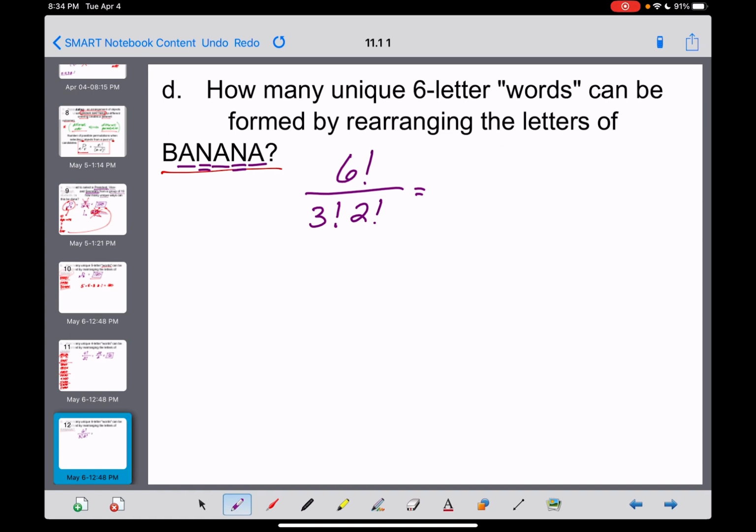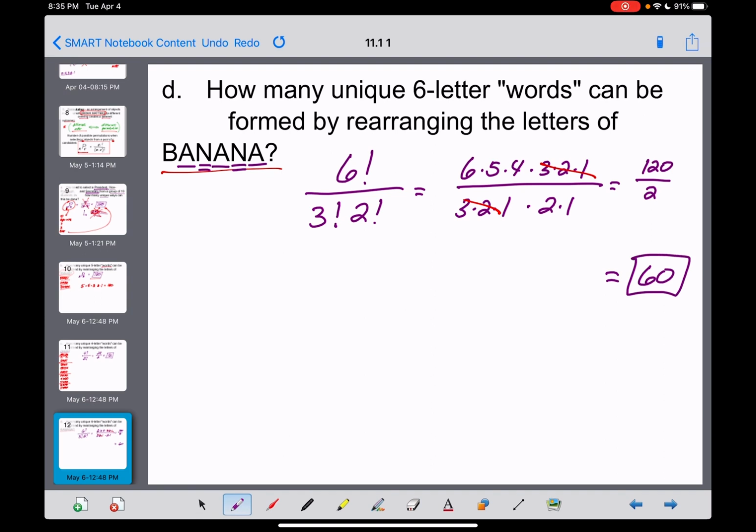So that 6 factorial, guys, would be, well, actually, the 6 factorial and the 3 factorial would leave us with a 6 times 5 times a 4. The 3 times 2 times, well, let me go ahead and write it. The 3 times 2 times 1 here would cancel out with the 3 times 2 times 1 from the 3 factorial. Then there's still a 2 times 1 down there on the bottom from the 2 factorial. That's a 30 times 4 is a 120 over 2. We would end up with 60 different words, unique words, we could make by rearranging banana.